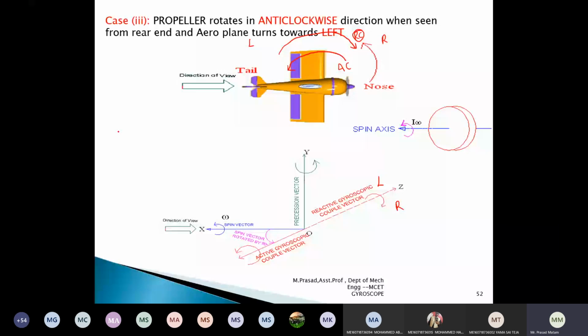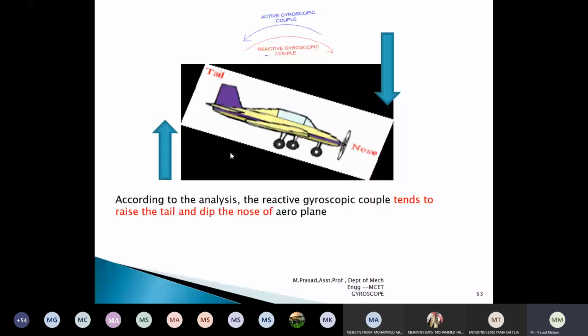What is the gyroscopic effect here? Where the arrow mark is pointing. Arrow mark is pointing towards the nose side. Means it tries to dip the nose and tries to lift the tail. Dip nose. And next, lift. Okay, this is the gyroscopic effect I can see. Got it. You can see the diagram also. Tries to dip the nose and lift the tail. This is the pictorial representation I have shown.